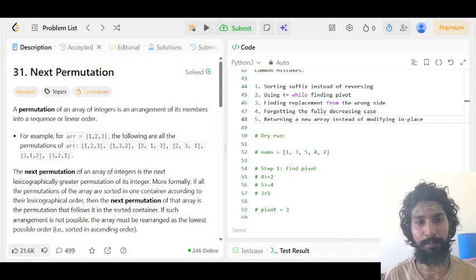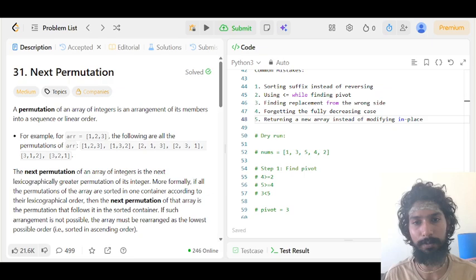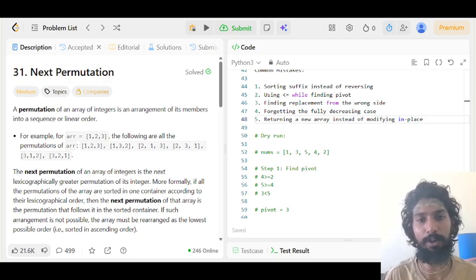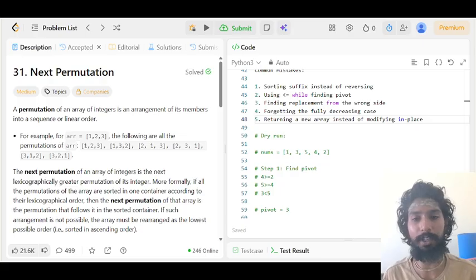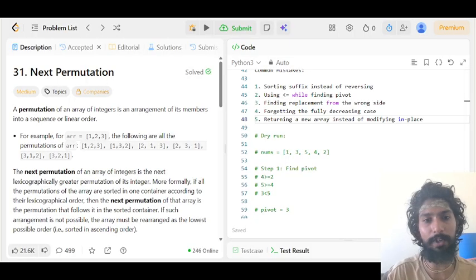So the complete idea is simple. Find the first place from the right where the increasing possibility exists. Swap that number with the smallest number greater than it. Then make the remaining suffix as small as possible by reversing it. That is how we get the next permutation in order n time and order 1 space, constant space. This problem looks tricky, but once we understand the decreasing suffix idea, the whole solution becomes very natural.